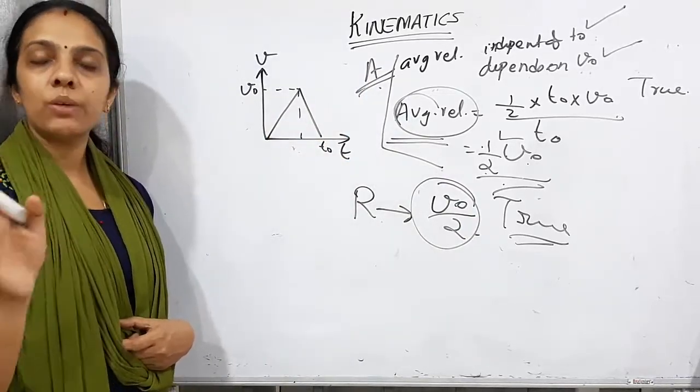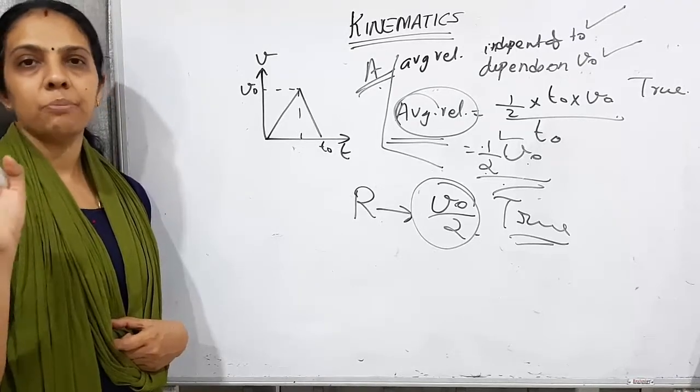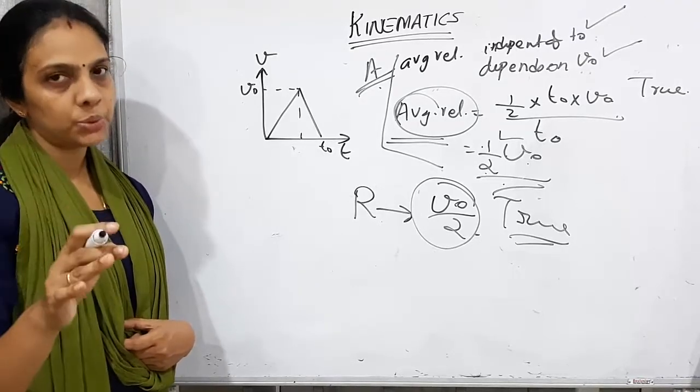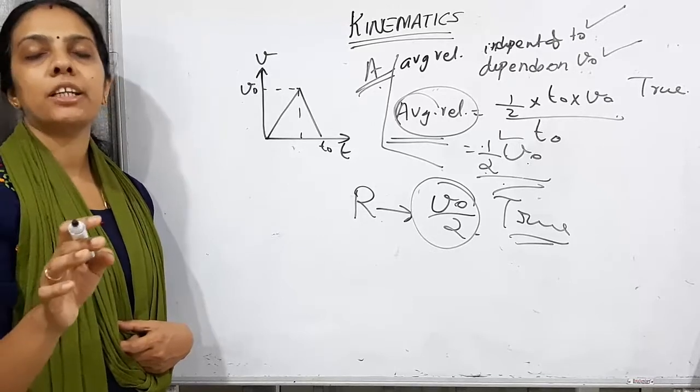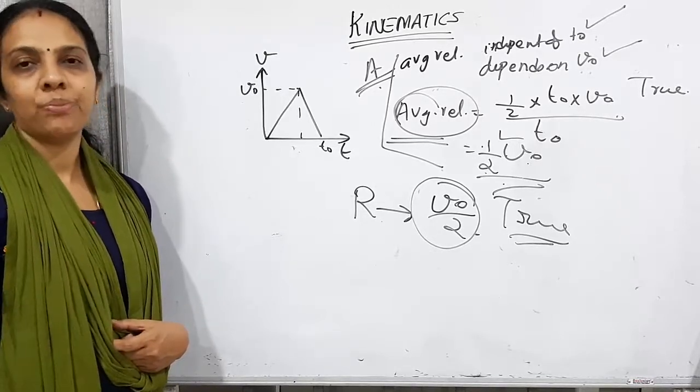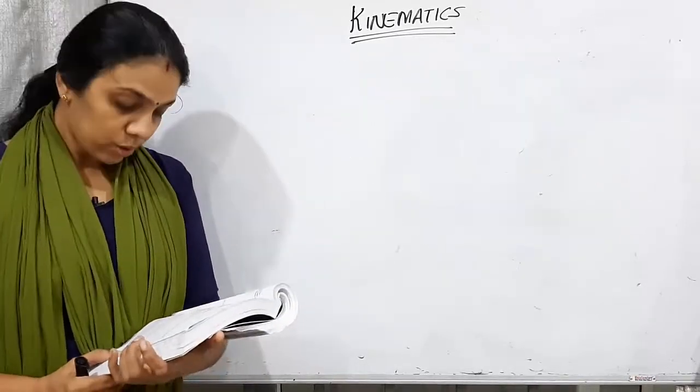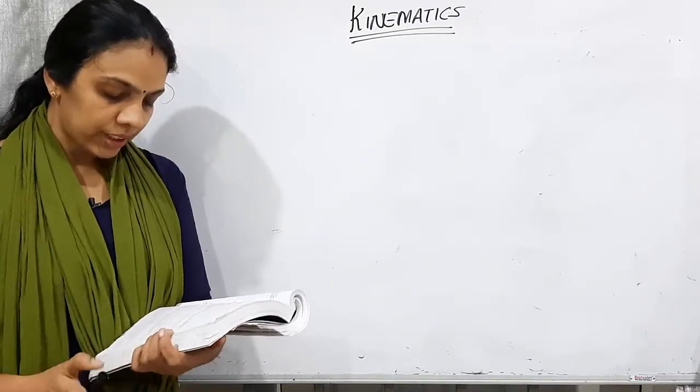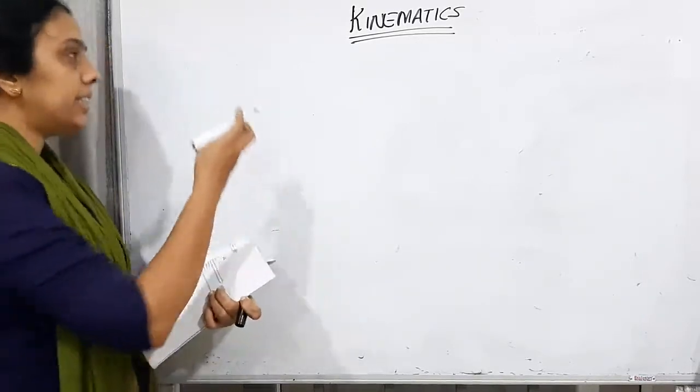So here which one will be coming? First statement: both assertion and reason are true, and the reason is the correct explanation for the assertion. Clear? Next, second question. We know the relation A equals dV by ds.